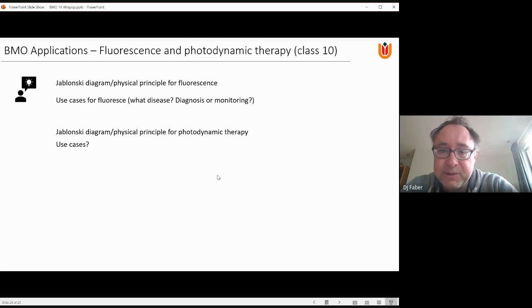Maurice also talked about photodynamic therapy. So there too, the Jablonski diagram and the physical principle. It's a little bit more complicated because it needs two molecules where energy transfer takes place, and also when you use it, what are the benefits? What are the drawbacks? So we can have a qualitative discussion about these techniques.